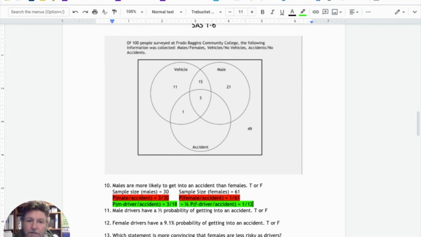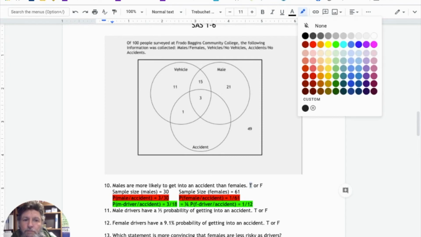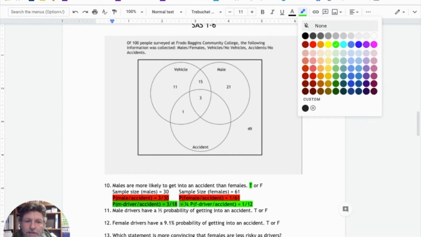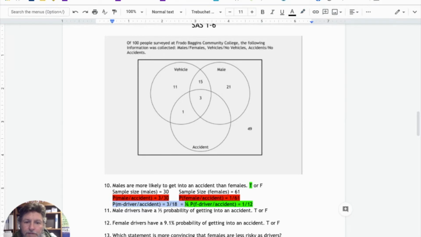3 out of 18. Do females get into accidents more often than males? Well, 1 out of every 6 drivers and 1 out of every 12 drivers, no. Males are actually more likely to get into accidents than females. So the answer is true. All right, so male drivers have a 1/6 probability of getting into an accident. We just calculated it as 1/6, right? Now I'm going to unhighlight this part right here so you can see it all, except for the answer, and unhighlight this so you can see the female answer.